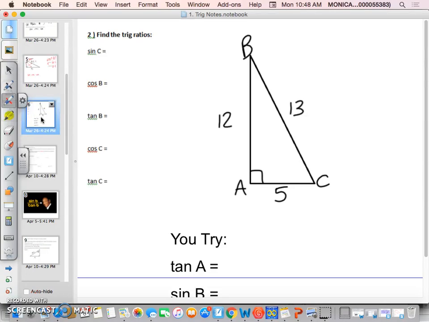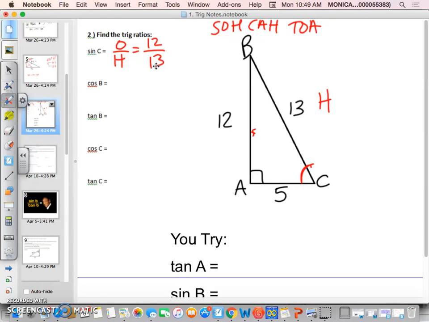So here we go. We've got a problem here that we're going to work on. The first thing we want to do is find the sine of C. This is angle C, right? So the sine, again, I'm going to write SOHCAHTOA so I can remember. I'm looking at opposite over hypotenuse. I know this is always going to be my hypotenuse because it's across from the right angle. So I'm going to look across from C, and I end up at 12. So this is 12 over 13.